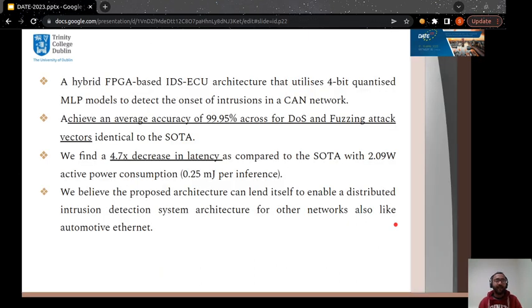Conclusions. In this presentation, we presented a hybrid FPGA-based IDS ECU architecture for automotive controller area network. The proposed intrusion detection system achieves an average accuracy of 99.95% for denial of service and fuzzing attacks. We find a 4.7x decrease in message processing latency as compared to the state-of-the-art, with only 2.09 watts active power consumption. We believe that this proposed architecture can enable further research towards line rate distributed intrusion detection for controller area network and other faster networks like automotive Ethernet.